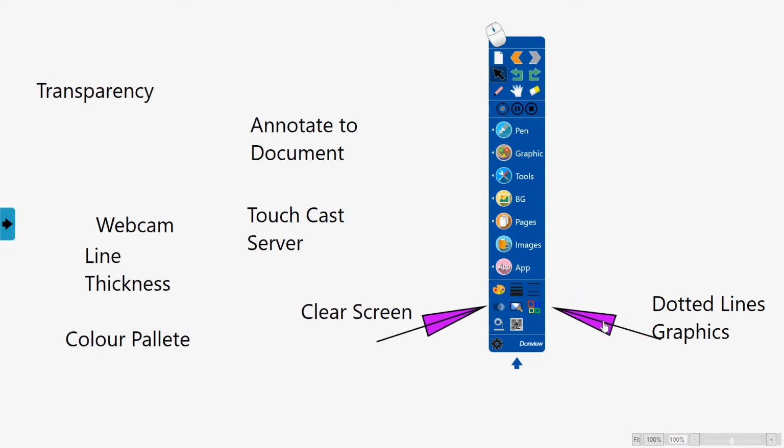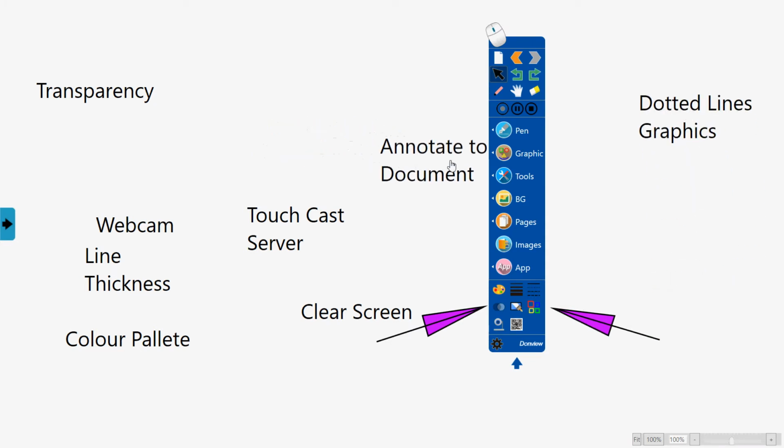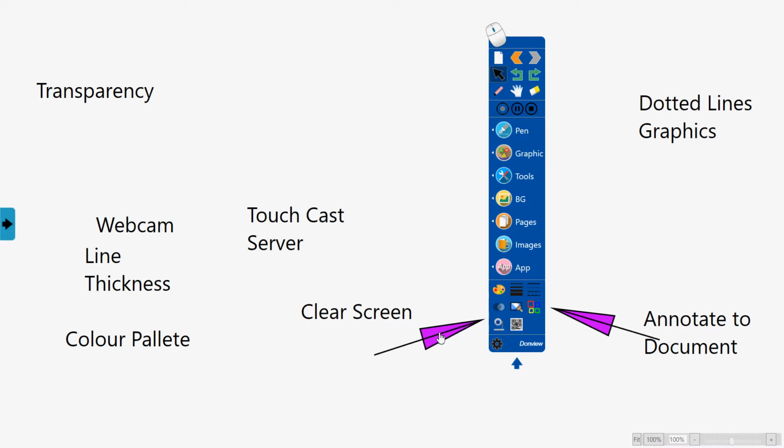On the right hand side, we have the Microsoft logo, which allows us to annotate over Word, Excel, PowerPoint documents from the Windows desktop. Moving down a little bit further, we have the camera icon, and this one will select our camera, the webcam, or the camera in the laptop, and display that image on the screen.